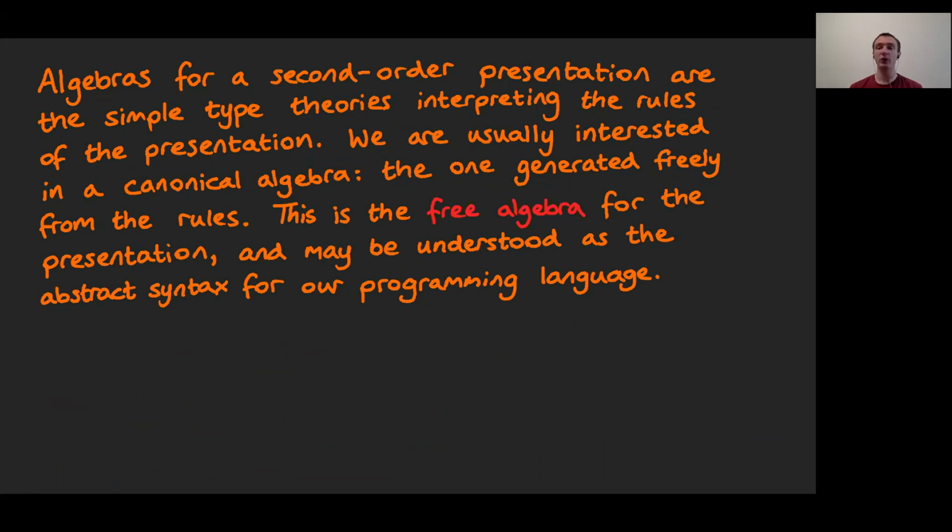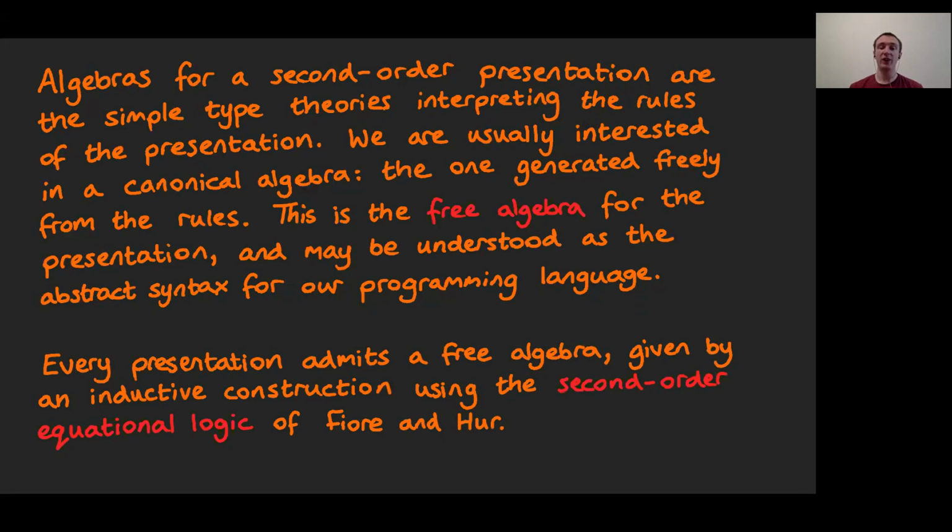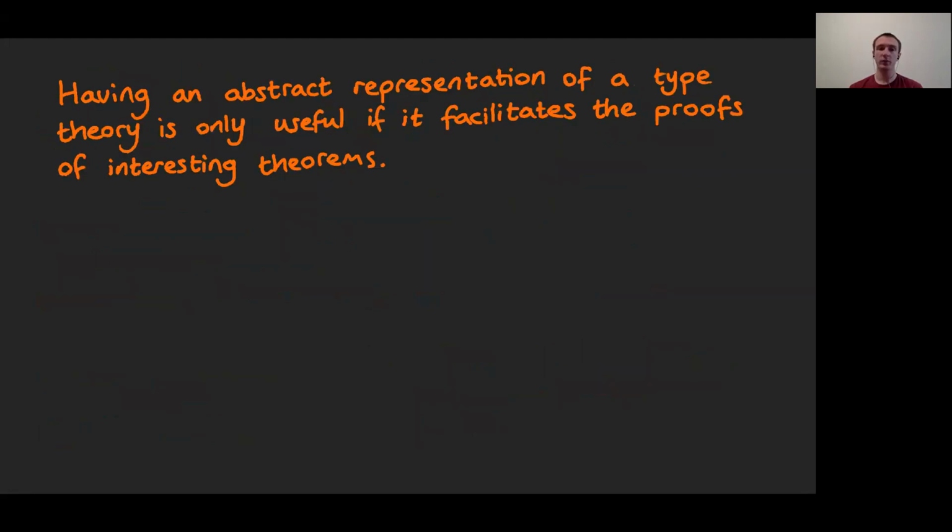And this is really what we mean when we talk about the abstract syntax of a programming language. So if we want the canonical one, we're interested in the free algebra. And in our paper, we show that every second order presentation admits a free algebra. And intuitively, this is given by the sort of obvious, well-known construction of closing the rules under derivations inductively. And to do this a bit more precisely, we use the second order equational logic of Fiore and Hur, which is an extension of the equational logic of universal algebra to have metavariables as well as variables. And the metavariables represent variable binding structure.